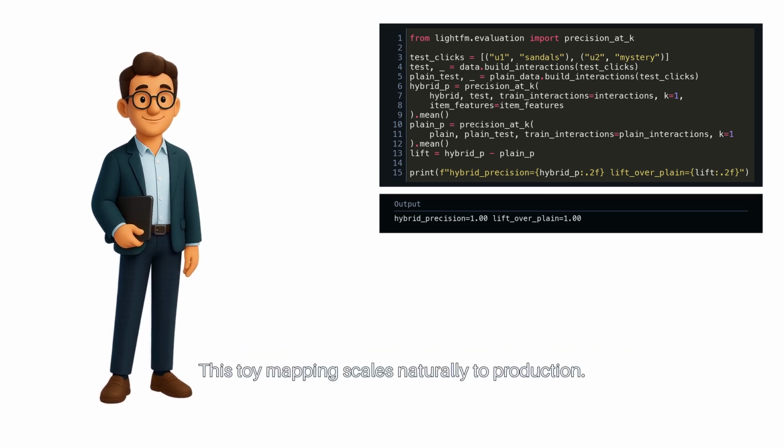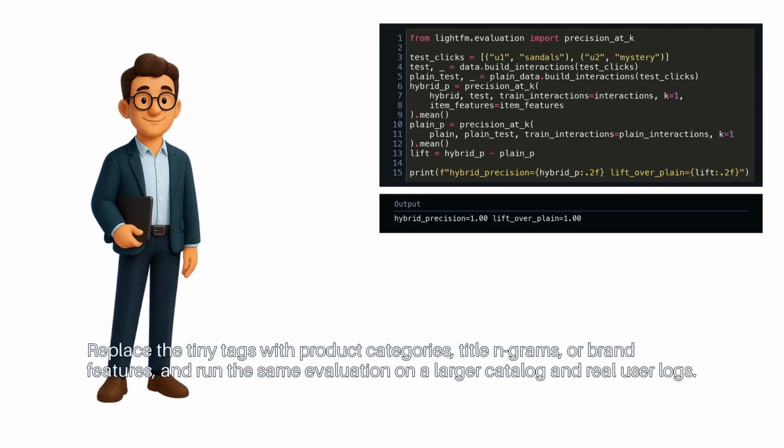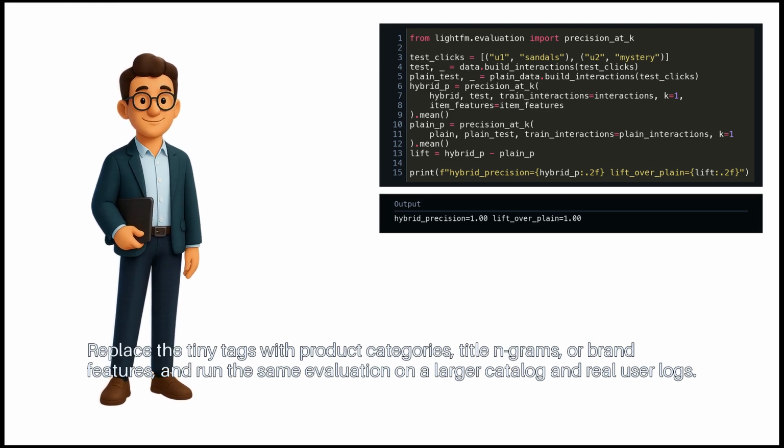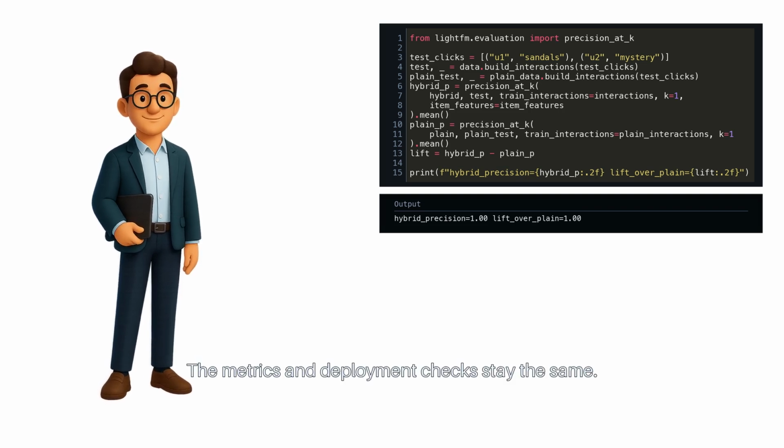This toy mapping scales naturally to production. Replace the tiny tags with product categories, title n-grams, or brand features, and run the same evaluation on a larger catalog and real user logs. The metrics and deployment checks stay the same.